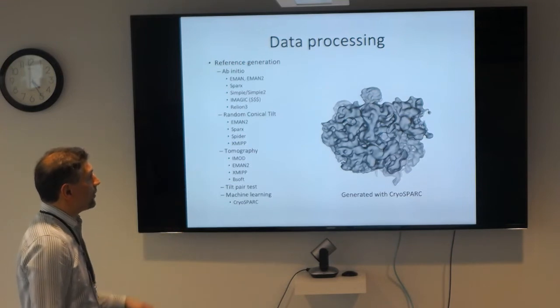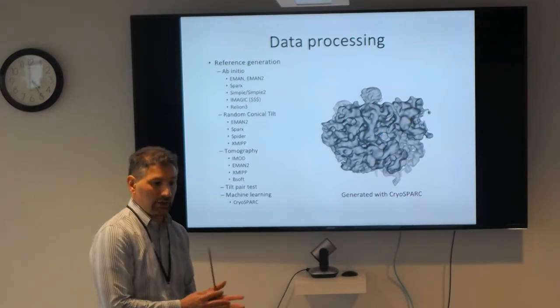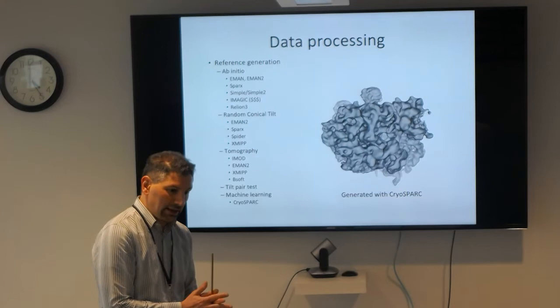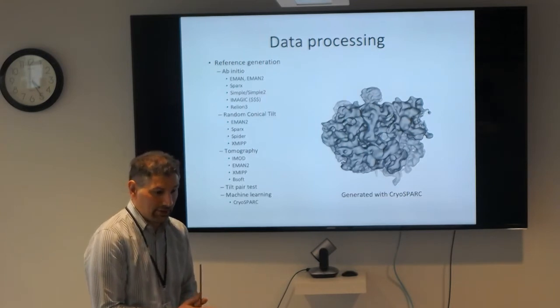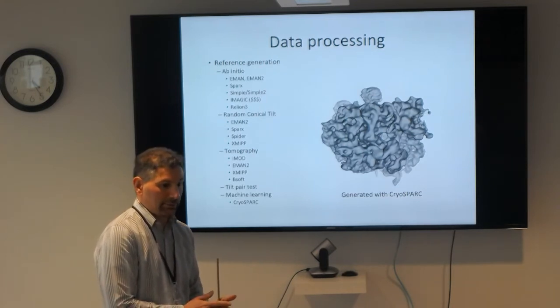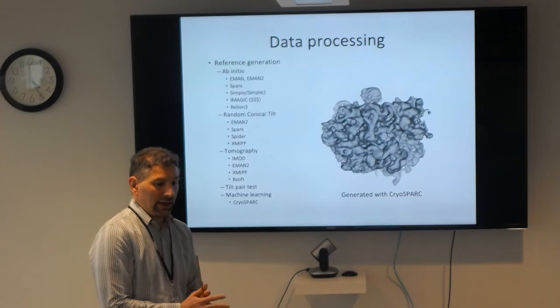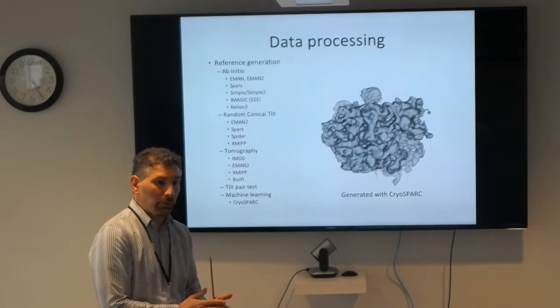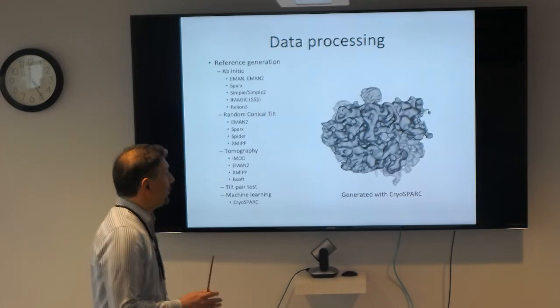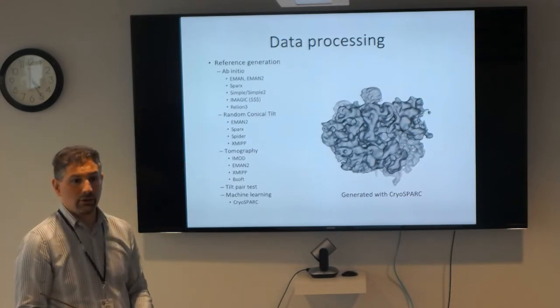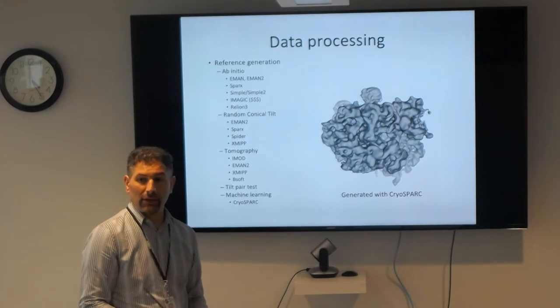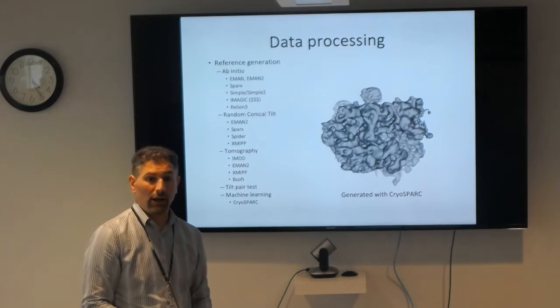Random conical tilt is a phenomenal way of getting your initial model. Most places don't do this. Most places don't even have the expertise to do random conical tilts. But if you have a heterogeneous data set where you see multiple conformations, and these conformations are very different from one another, then random conical tilt, doing it in stain, may be one of the best ways of getting at your initial models.